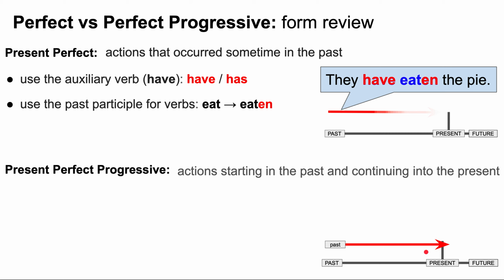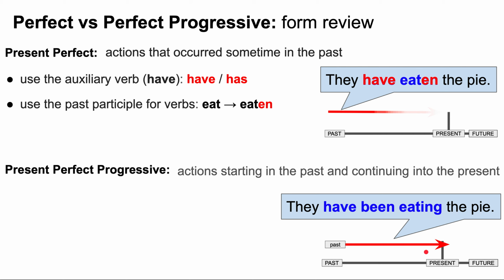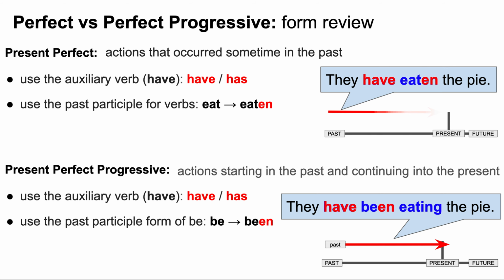The present perfect progressive is used for actions starting in the past and continuing until the present. For example, they have been eating the pie. The present perfect progressive uses the auxiliary verb have, so have, has. It uses the past participle form of be, so been, and it uses the present participle for verbs, so eat, eating.